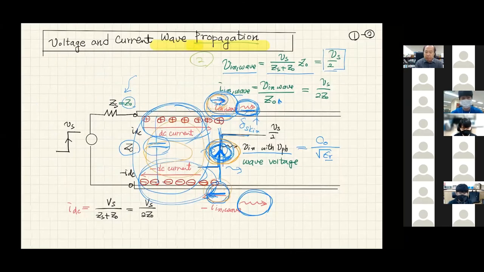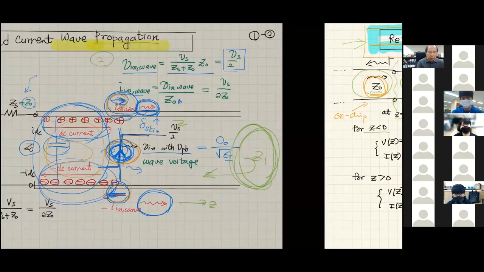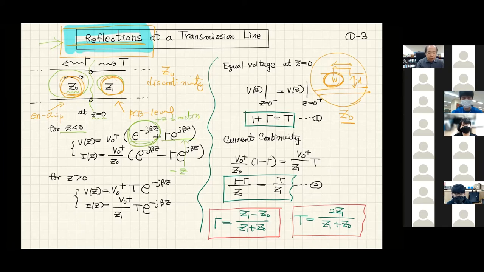But at that point, some of it will be reflected. That is what is happening in 99% of interconnections. So we're going to have a voltage wave propagating in the z direction, and at the same time, a voltage wave propagating in the minus z direction. The relationship between the incident wave and the reflected wave is determined by this reflection coefficient. Gamma is the reflection coefficient.